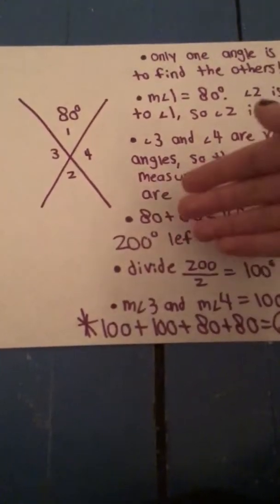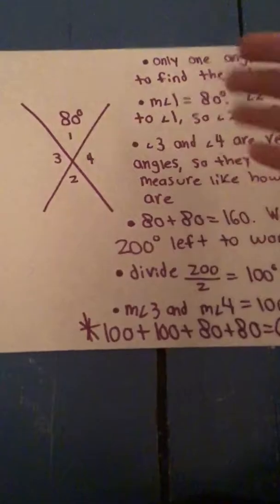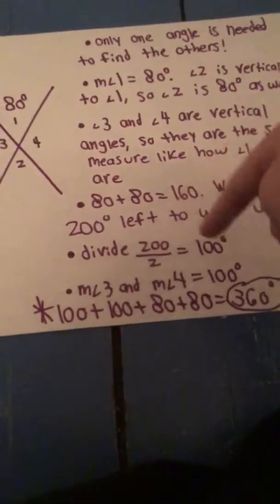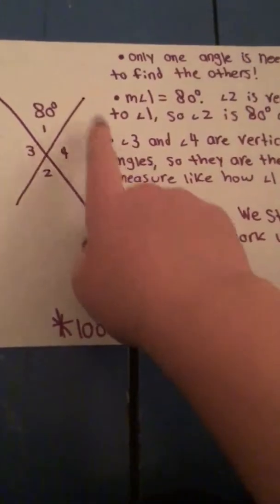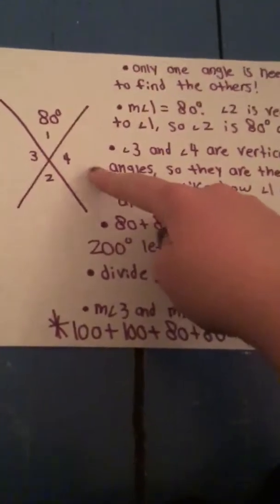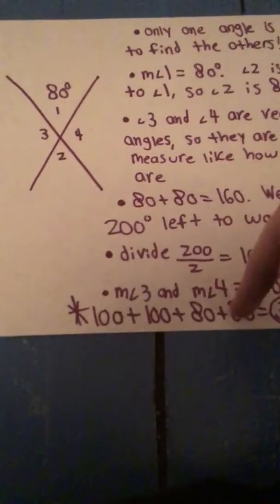So if we have 200 degrees left out of the 360, we can just divide 200 by 2, and we get 100 degrees. That would mean the measure of angle 3 is 100 degrees, and the measure of angle 4 is 100 degrees. So then we have 100 plus 100 plus 80 plus 80 equals 360.